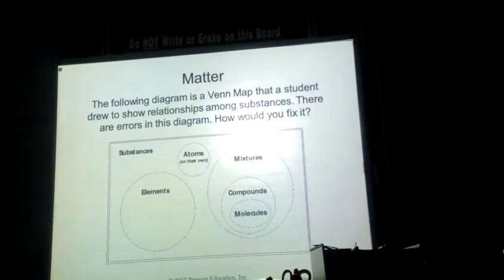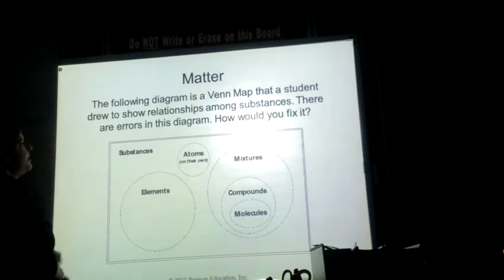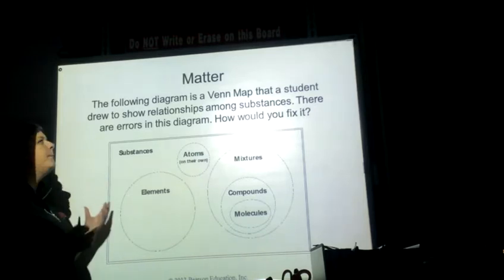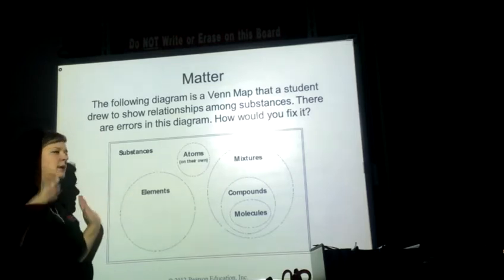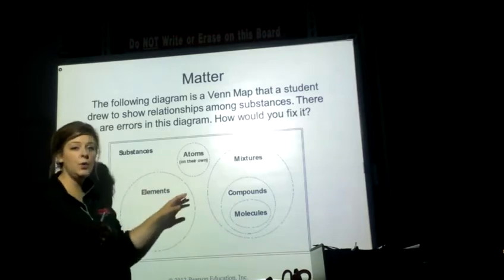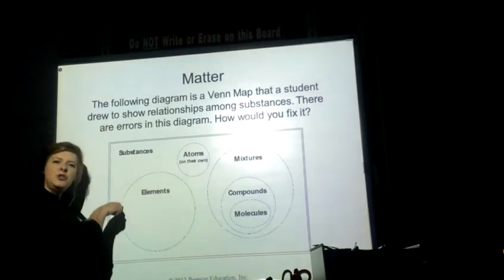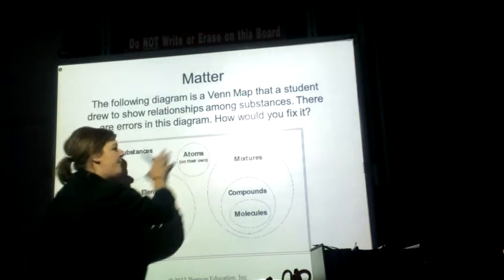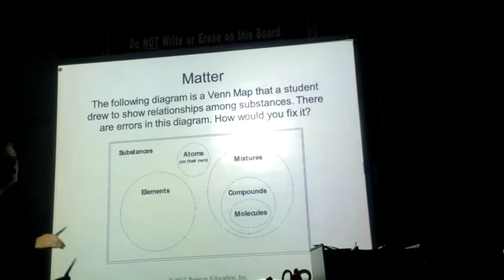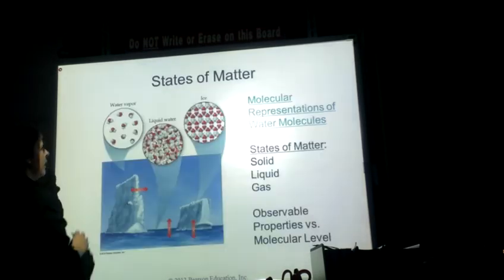Same thing with this. We have to get good at understanding and building relationships. And this is going to be a good way to help us start to build some relationships. So the following diagram is a Venn map that a student drew to show relationships among substances. There are errors, though, in this diagram, and you're probably looking at this and like, yeah, obviously there are errors. But as the next part of your homework, you're going to classify those 5 first, and then the next part, I want to know, how would you fix this? If ultimately we're classifying all of these things as substances, fix this for me as a Venn map, so that way it would show the relationships correctly. And then we'll discuss this on Monday as well.